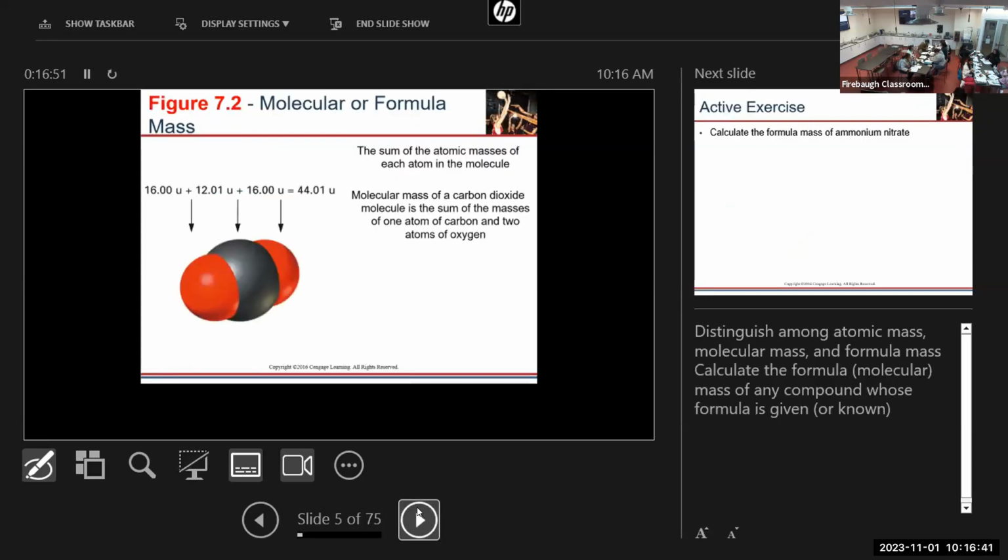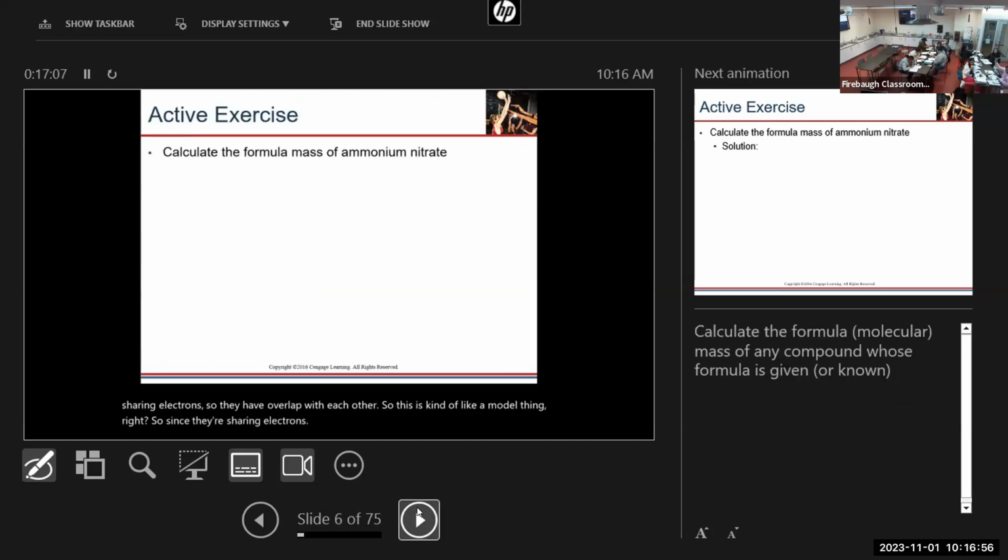Okay, so this is just basically showing you what we just did with carbon dioxide. And so they're sharing electrons, so they have overlap with each other. So this is kind of like a model, right? So since they're sharing electrons.